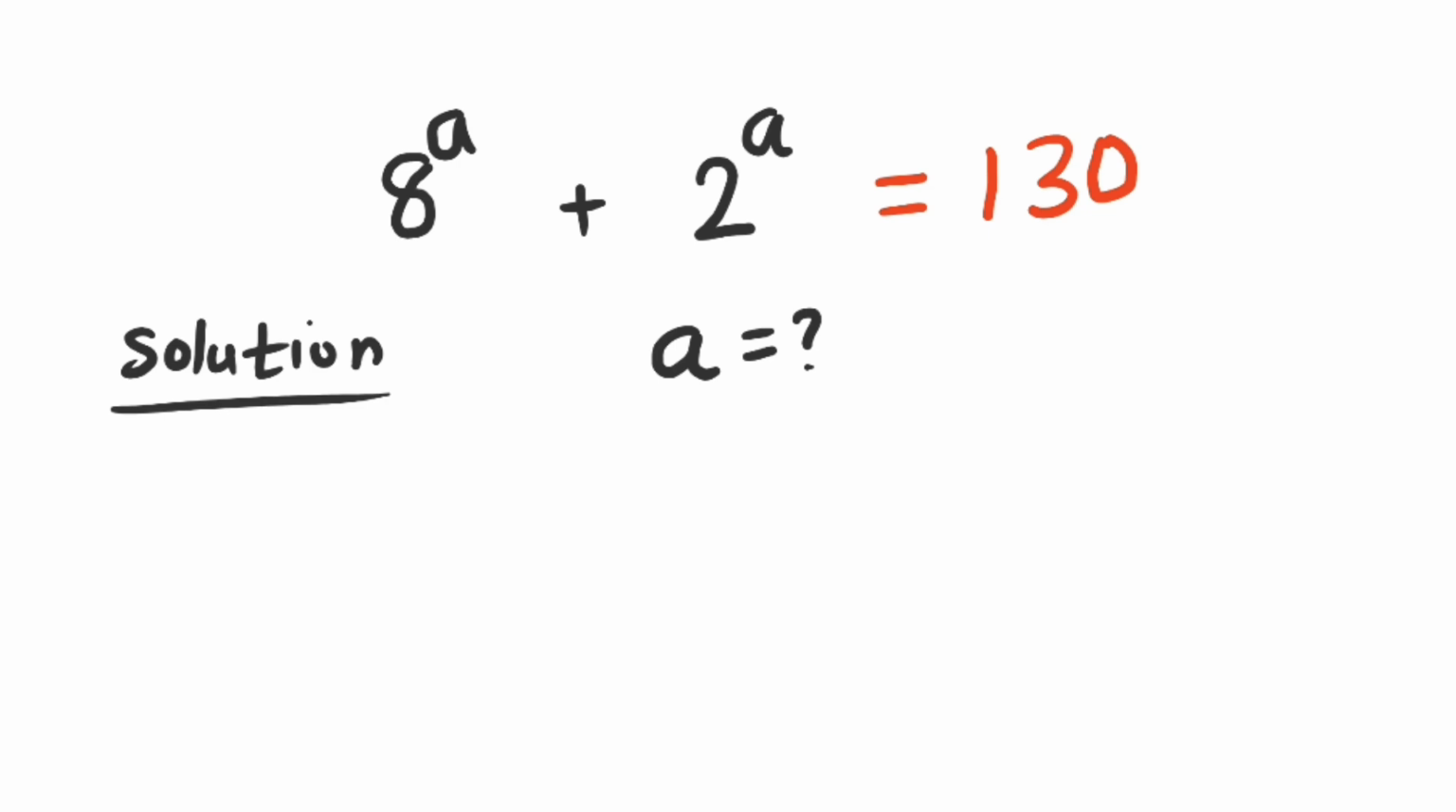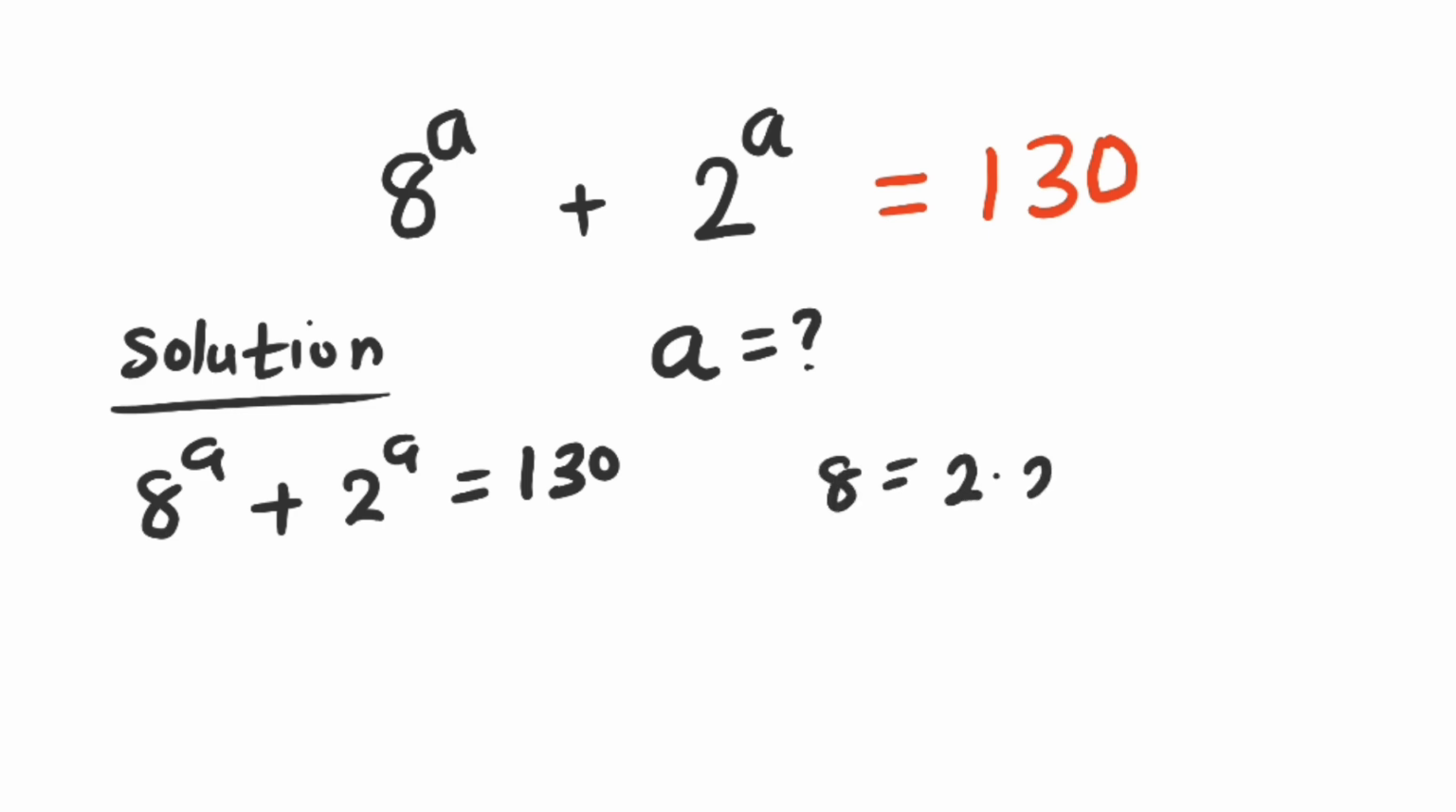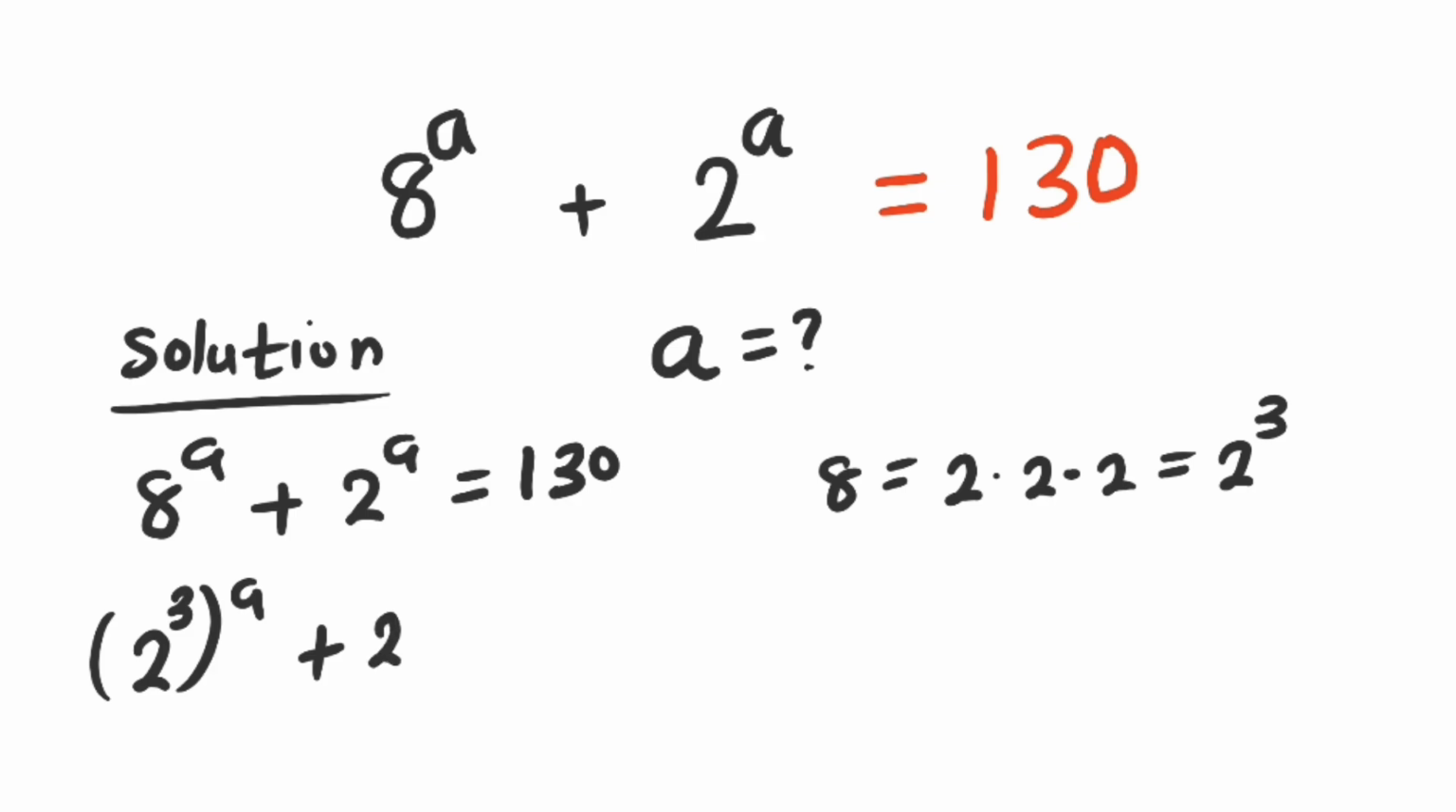We have the given equation 8 raised to power a plus 2 raised to power a is equal to 130. Then 8 can be written as 2 multiplied by 2 multiplied by 2, which is equal to 2 raised to power 3. So we have 2 raised to power 3, to the power of a, plus 2 raised to power a is equal to 130.